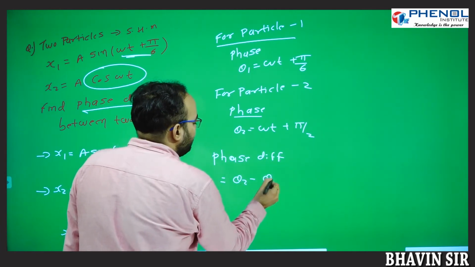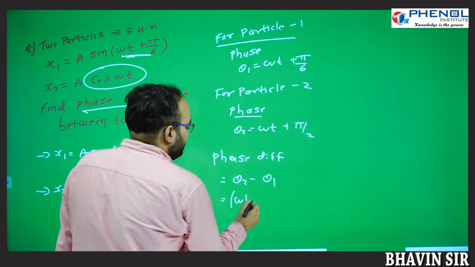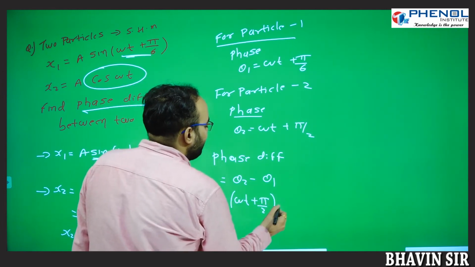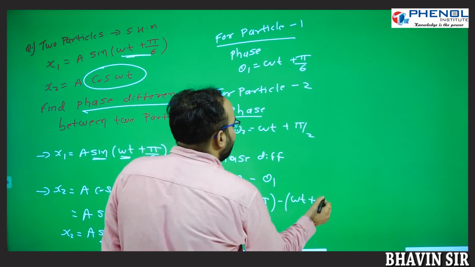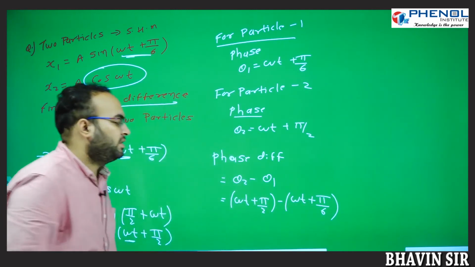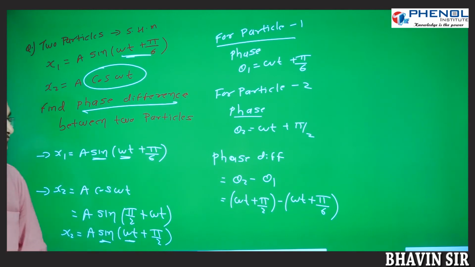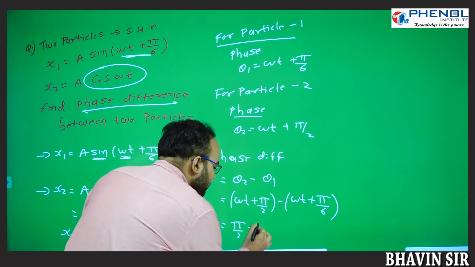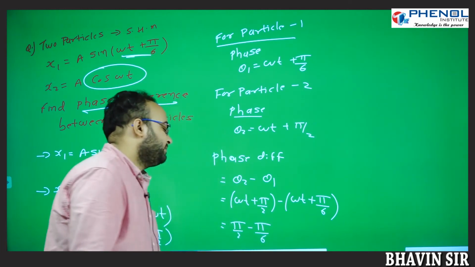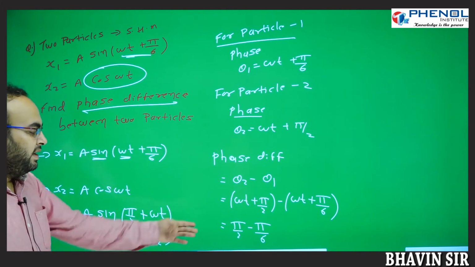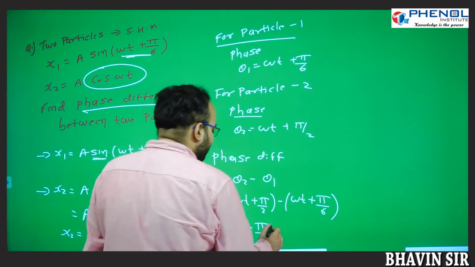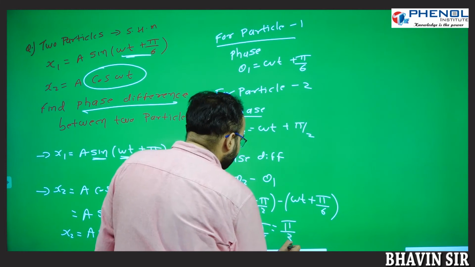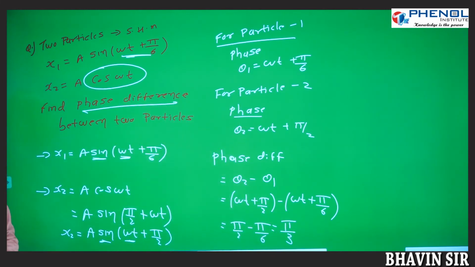So theta 2 minus theta 1: omega t plus pi by 2 minus (omega t plus pi by 6). Omega t minus omega t cancels, so pi by 2 minus pi by 6. Take LCM: 90 minus 30, so 60. So what is the phase difference? Pi by 3. Okay, so this is the condition, students.